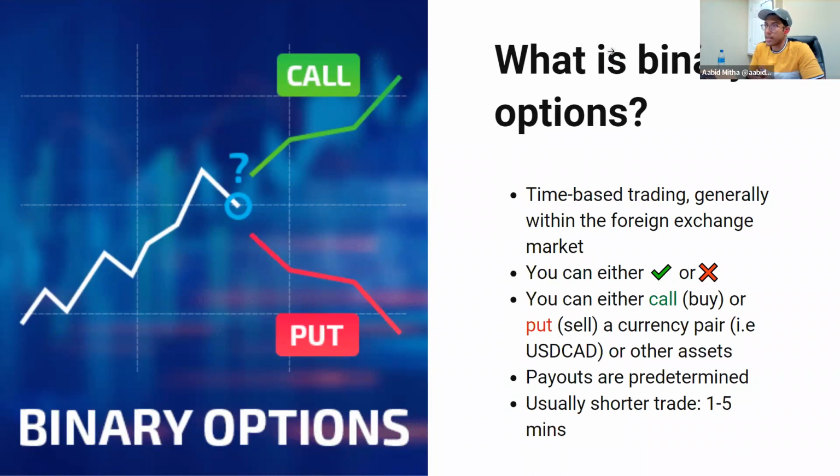Earlier we said that we have some major financial markets such as the foreign exchange market, the stocks market, and the crypto market. Now within the foreign exchange market, there are generally two subsets. One is the traditional forex and one is binary options. Binary options is just a different style of trading within the foreign exchange market, because first of all, it's time-based.